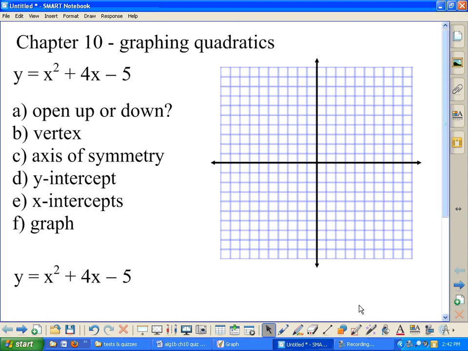So now we're going to graph a quadratic equation, y equals x squared plus 4x minus 5. We're going to first answer whether it opens up or down, find the vertex, find the axis of symmetry, the y-intercept, the x-intercepts, and then put them all together on the graph.